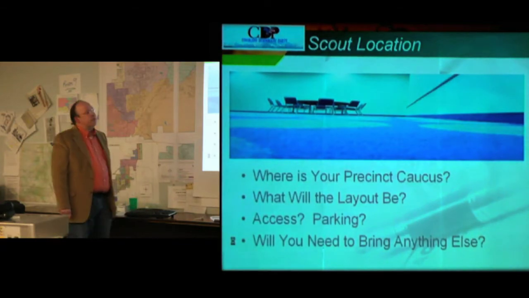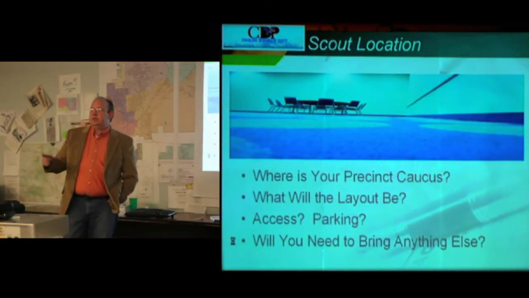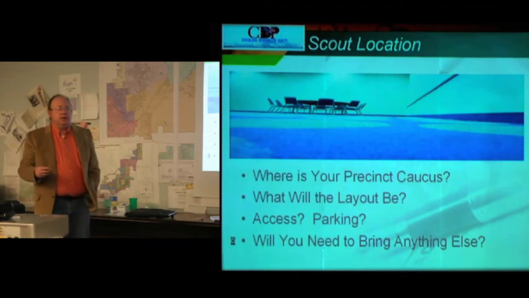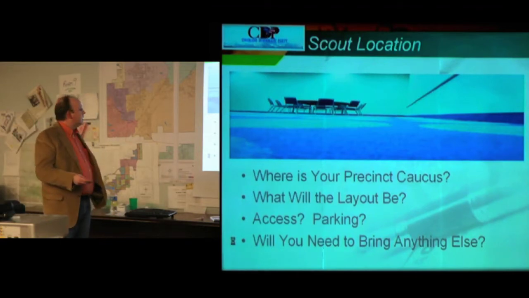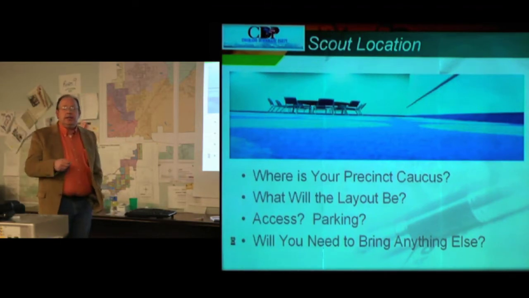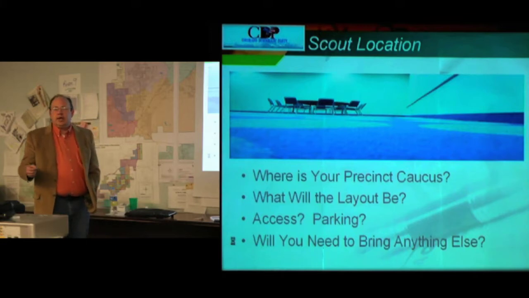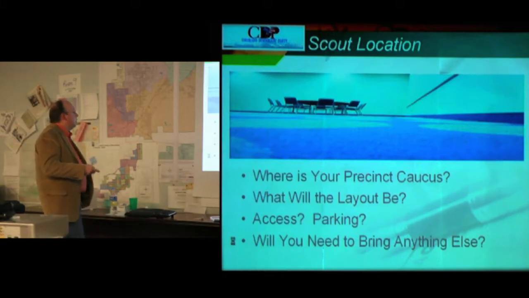If you have a chance, take a look at where your location is. If you've never been to the school or the church or the community center where you're having your precinct caucus, it's not a bad idea to go out and take a look at it and see what it looks like. What are the rooms going to look like? What will the layout be?